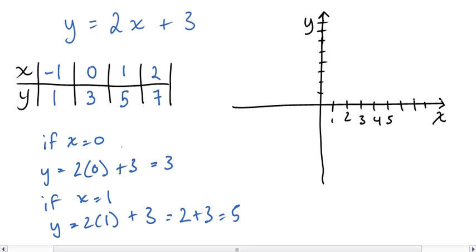So now let's plot these values on this graph that's over here. So we have -1, which is here, and 1, that's there. Then we have 0, 3. Then we have 1, 5. We have 2, 7. So these form a straight line that I will show you here in red that goes through these points.